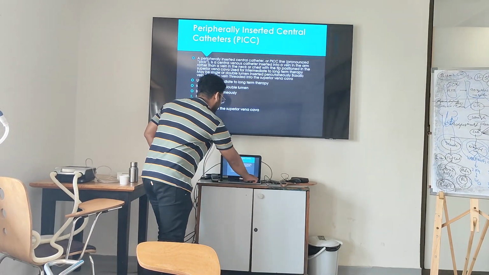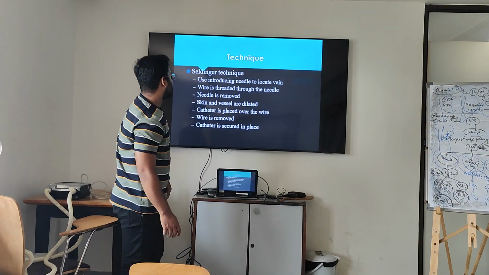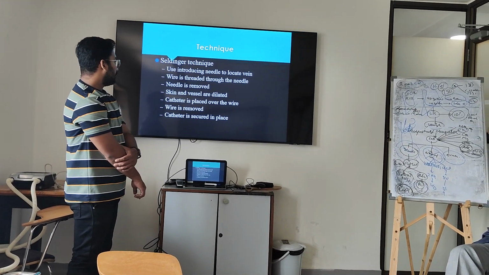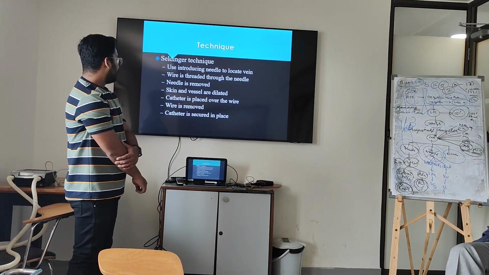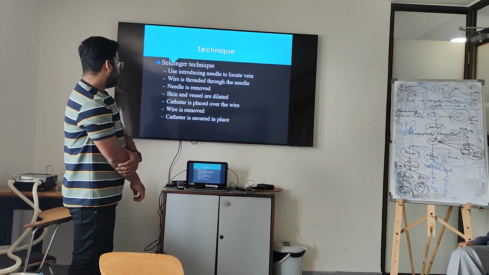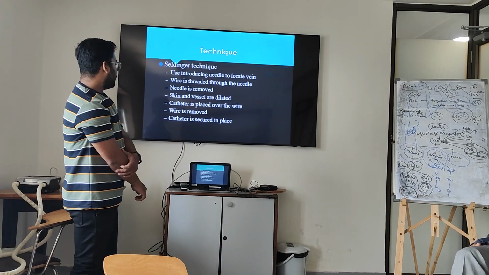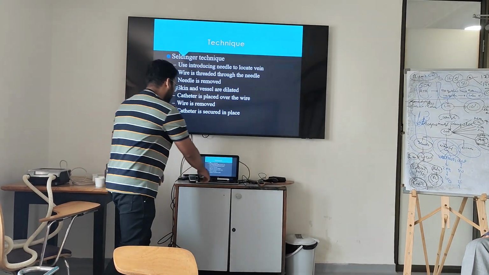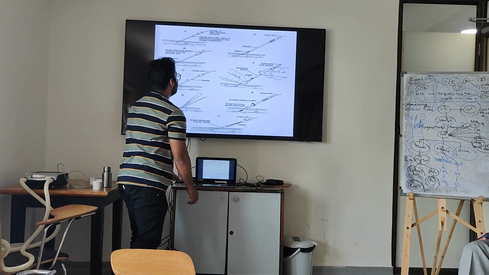Good. The technique used is the Seldinger technique, in which an introducing needle is used to locate the vein. A wire is then threaded through the needle. The needle is removed. The skin and vessel are dilated with the help of a dilator. The catheter is placed over the wire. Then the wire is removed and the catheter is secured in place. These are the steps.